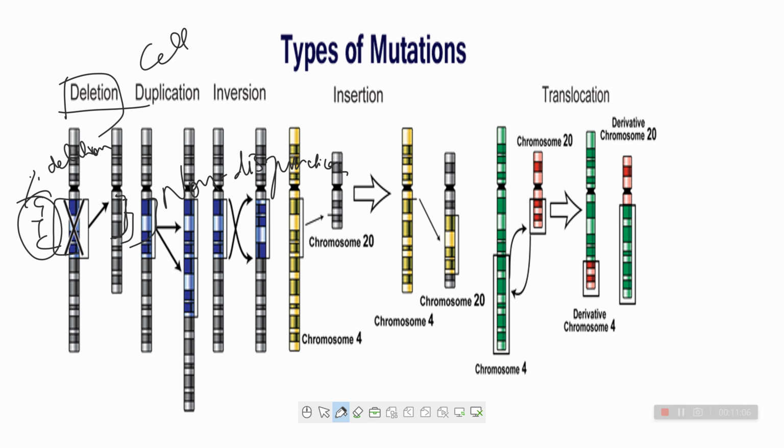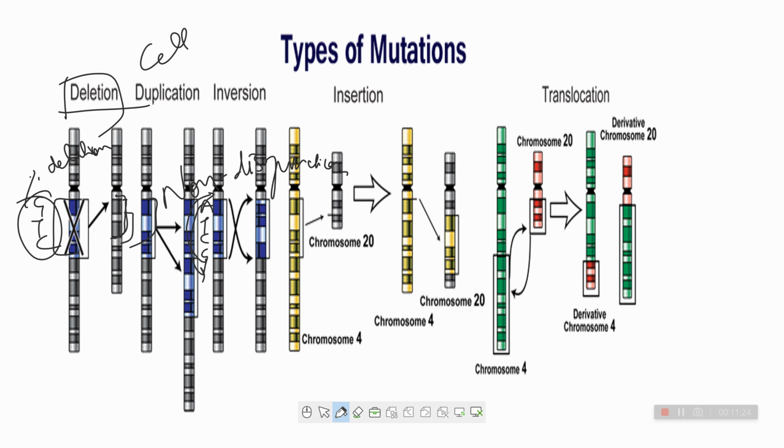Inversion means, if here is A, T, C, G, then there will be inversion, meaning this G will go up and this A will come down. So this process is called inversion.